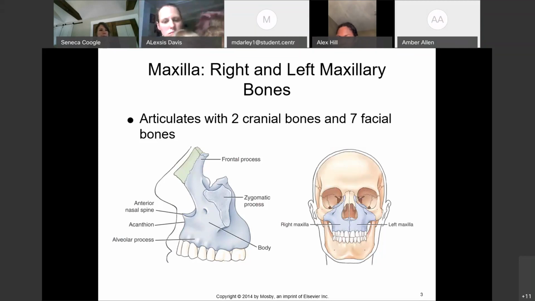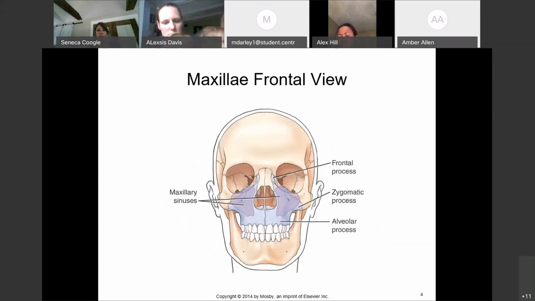It's also referring back to my notes. That's why I keep looking back and forth. All right, frontal view.